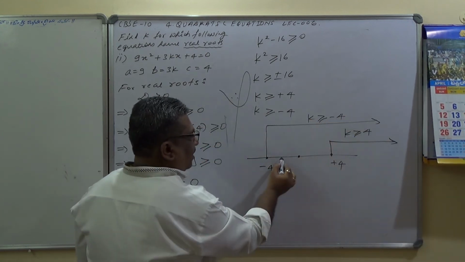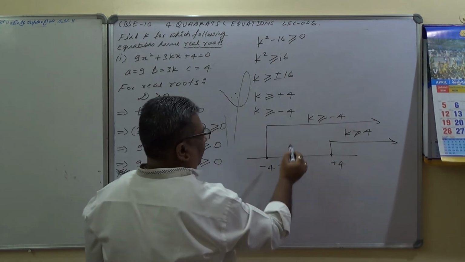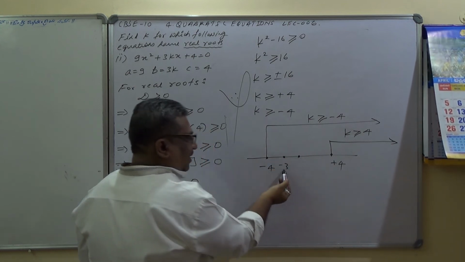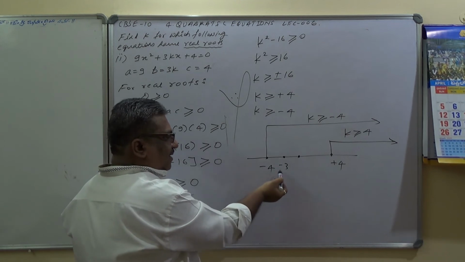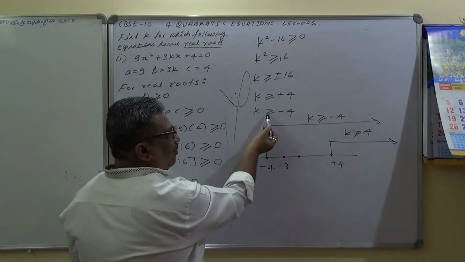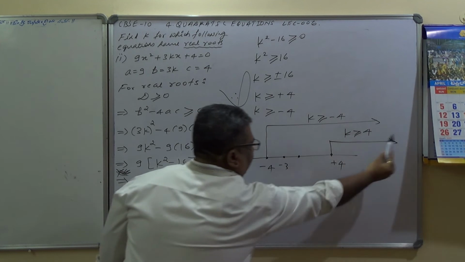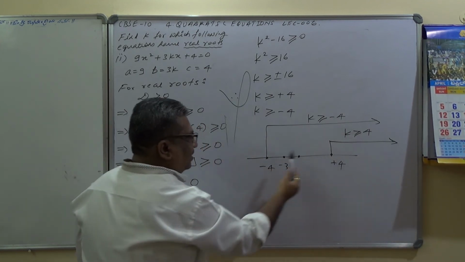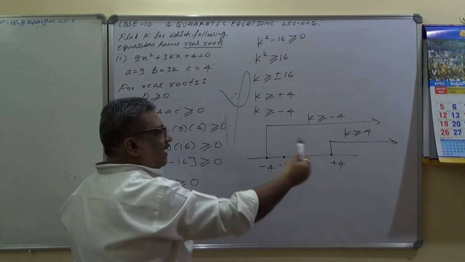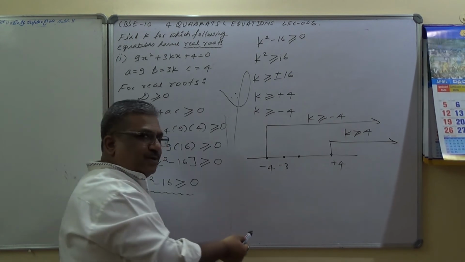Minus 4. Take 5 here, minus 5. Minus 3. Minus 3 is greater than minus 4. Do you understand? Minus 3 is greater than minus 4, because you have said K should be greater than or equal to minus 4. All the right side numbers of this minus 4 are greater than minus 4. आपको समझ में आ रहा है, greater number?